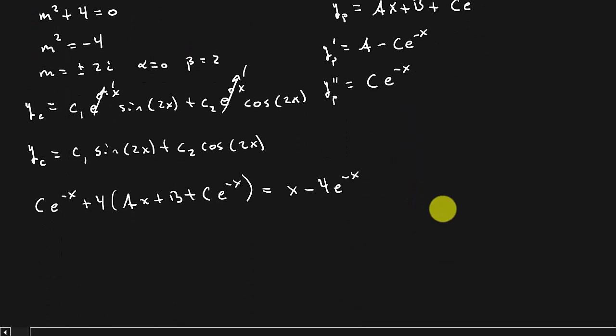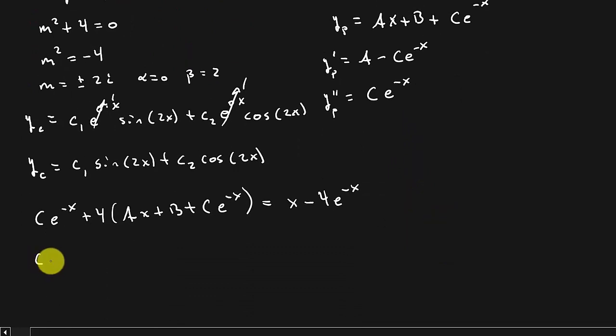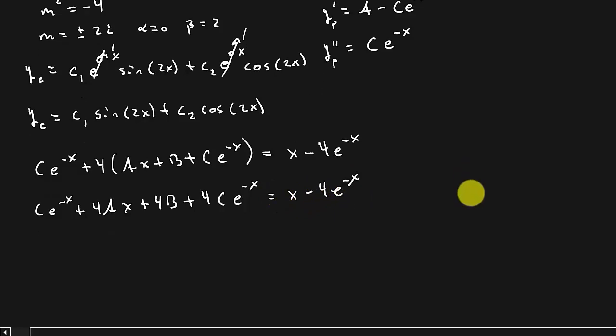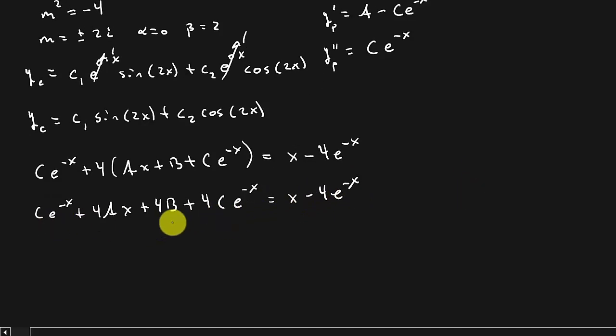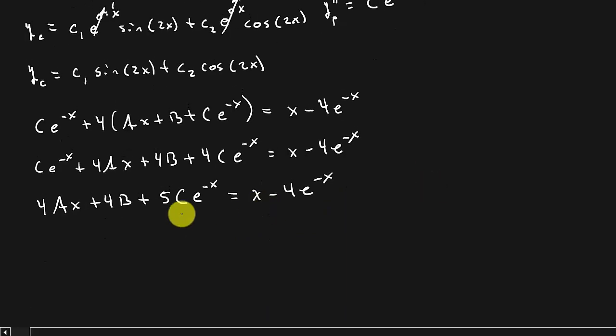All right, so now we've got c e to the negative x plus 4ax plus 4b plus 4c e to the negative x equals x minus 4e to the negative x. And so we'll combine our like terms over here. So we're going to get 4ax plus 4b plus 5c e to the negative x. And that equals x minus 4e to the negative x. All right. So you see our x term here?